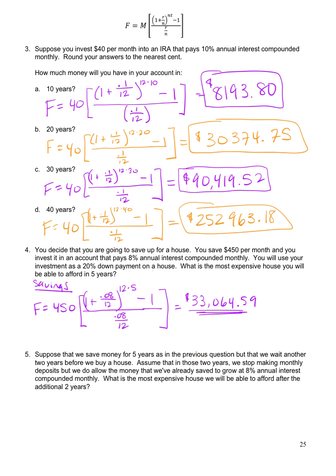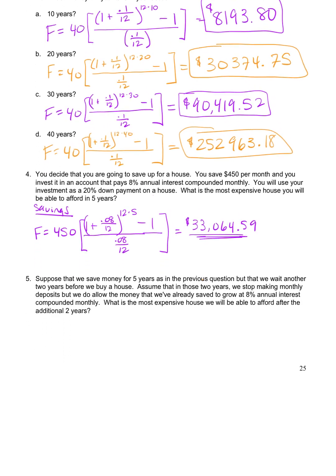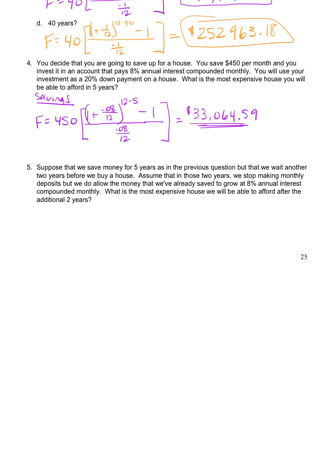And I'm kind of out of room, so here's what I can do. I can move this whole thing up a little bit. Okay, so I am going to take 20% of my house value, let's call it H, because I don't know how much the house costs. 20% of H can be $33,064.59. I want to know what H is if 20% of it is $33,000.